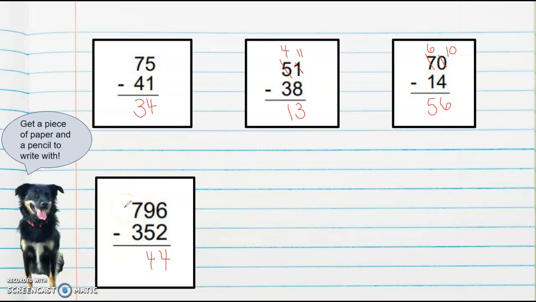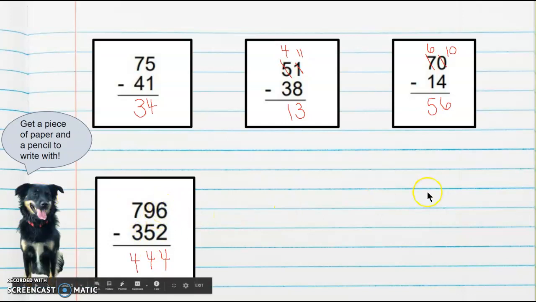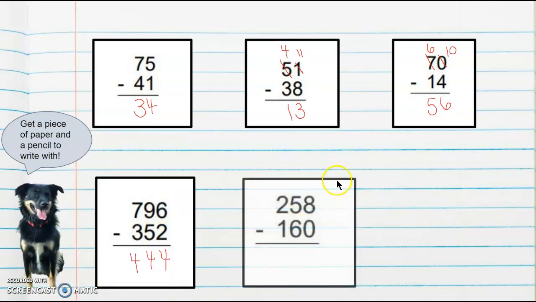Now I have 7 minus 3. I'm able to do that, and I get 4 again. So my answer there is 444. I did not have to borrow on any of those because every time I subtracted, the digit on top was larger.